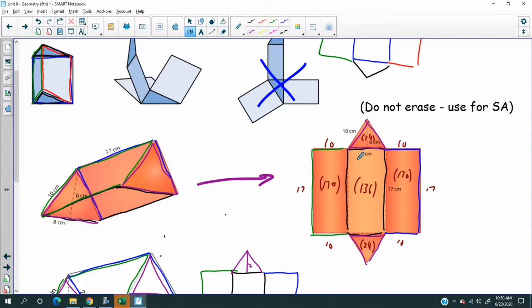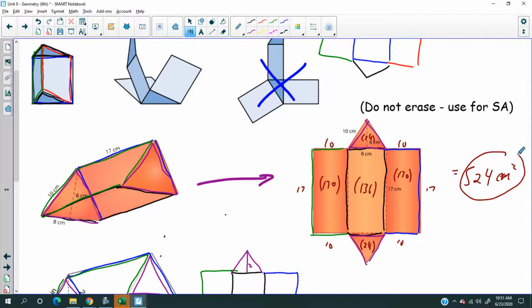Okay, I'm gonna start from the top again. 24 plus 170 plus 136 plus 170 plus 24, 524 centimeters squared. Okay, that's it. That's really how you do it.